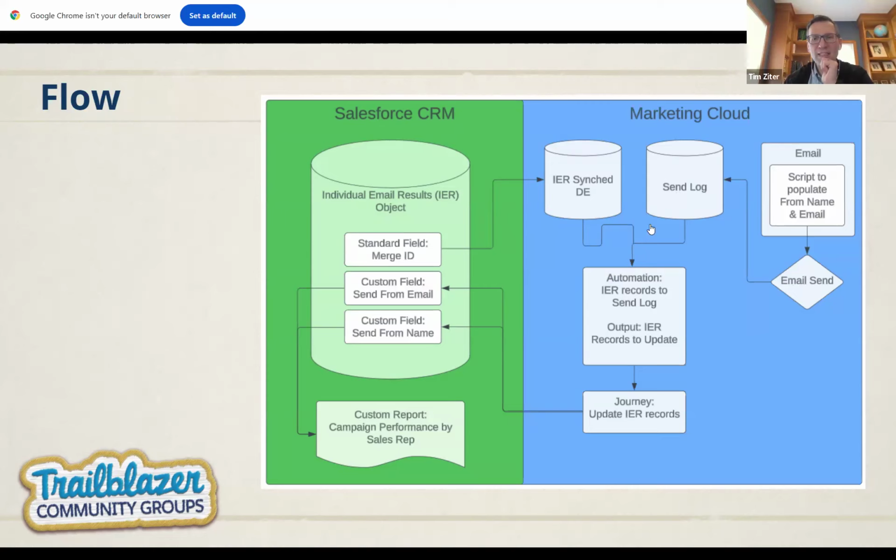Then we connected these two together to say, I want the record that we used, a record of the send, the time of send. We want to match that with the individual email results record and identify that record to send a journey to end up populating those fields on the IER record. I apologize for not getting to that report, but we'll maybe tackle that in a hands-on session.